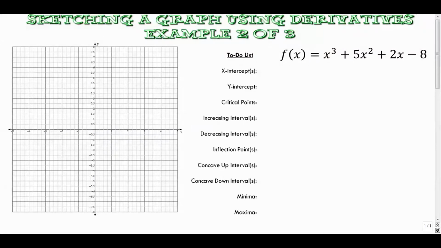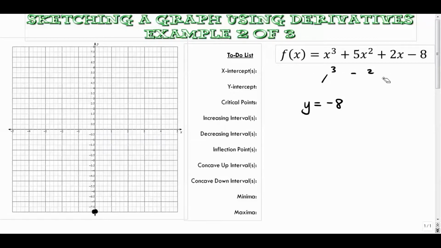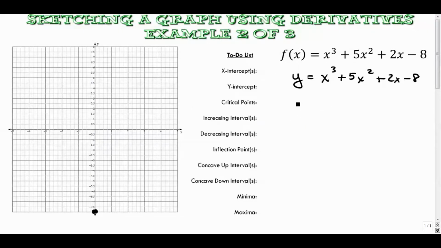So let's first change this to a function. Instead of f of x, let's use y. To find the y-intercept, you just basically get rid of all the x terms. It's that number at the end, -8. So this graph is going to cross the y-axis down here at -8. To find the x-intercept, you replace the y with 0, and you solve this thing.